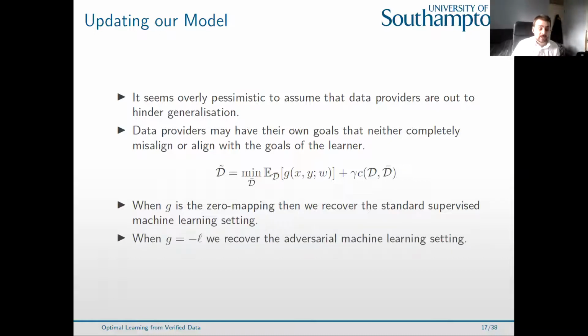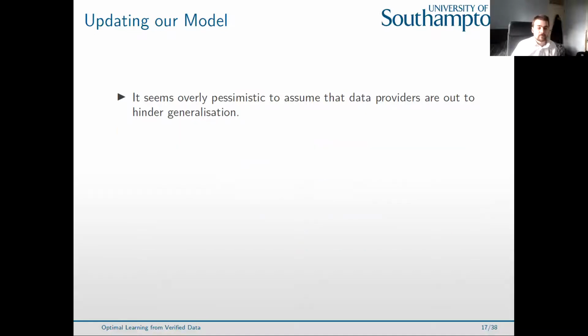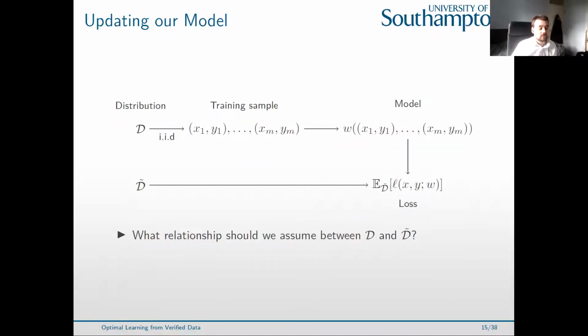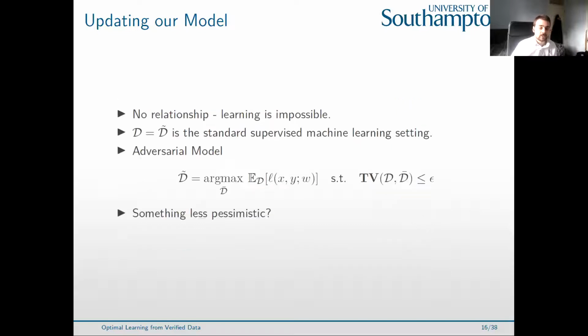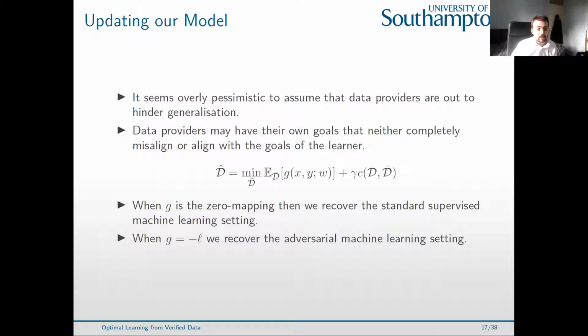Of course, if we take G to be minus L, where if you recall L was the loss function of the learner, then we immediately see that we get the adversarial machine learning setting, where instead of the cost being in terms of this total variation or distance constraint, the cost is in terms of this penalty term, where the penalty is dictated by the scaling you put on gamma, which again, I'm assuming is more than zero, like any hyperparameter for regularization.